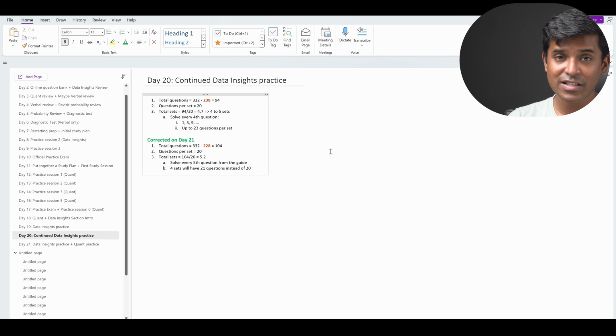Because of the error I made on day 20, I chose to design my data sufficiency practice sets by solving every 4th question from the official guide. And that is why each data sufficiency practice set that I solve will contain 26 questions instead of about 20 questions that I had originally intended.